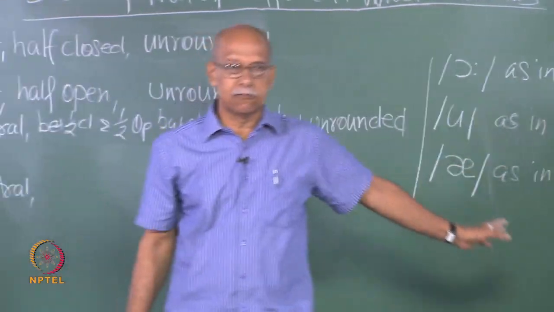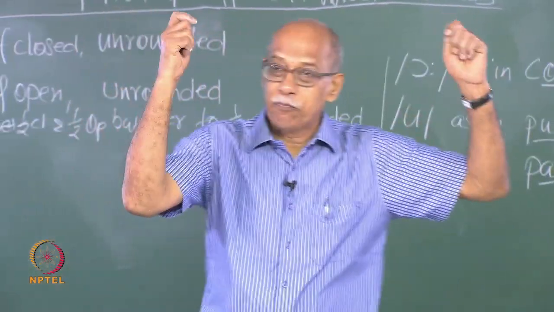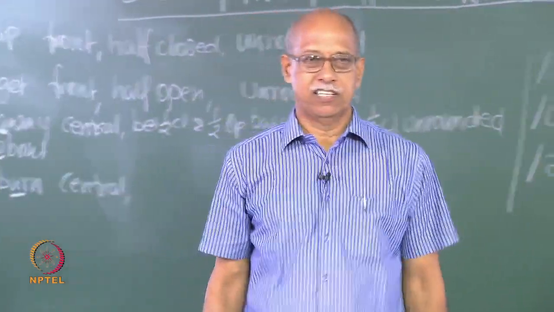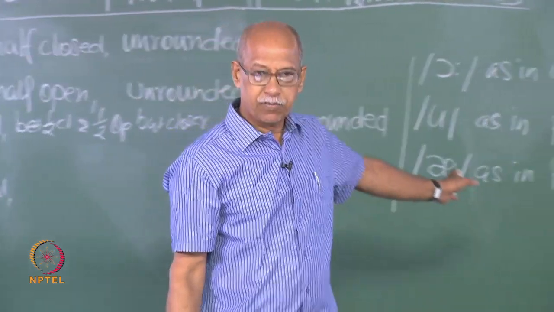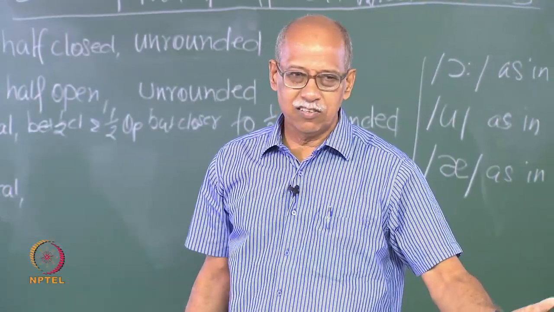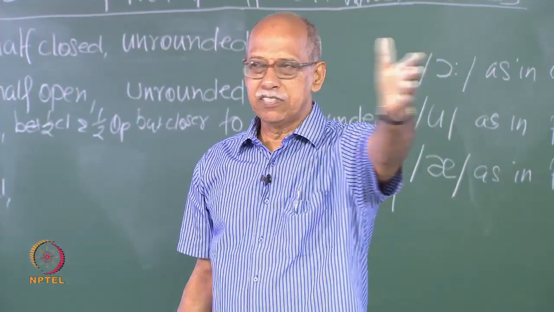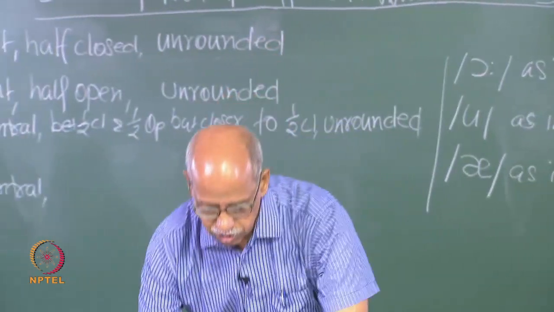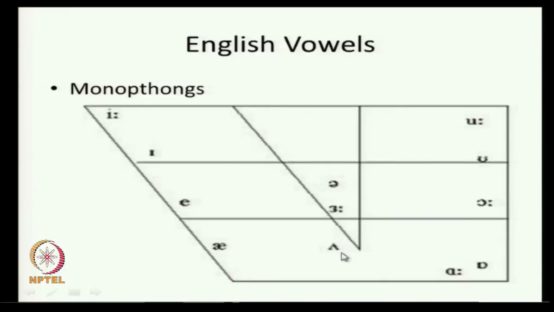How shall we describe it? Front or back? Front. Okay, close or open? Half open. Rounded or unrounded? Unrounded. Mahesh, okay. Anurag, okay. Anybody, please? Any doubts? Okay. Now, I won't do it. I want you to do it. Look at this sound, this symbol, please. Are you able to see the arrow? Yes or no, please? Okay.